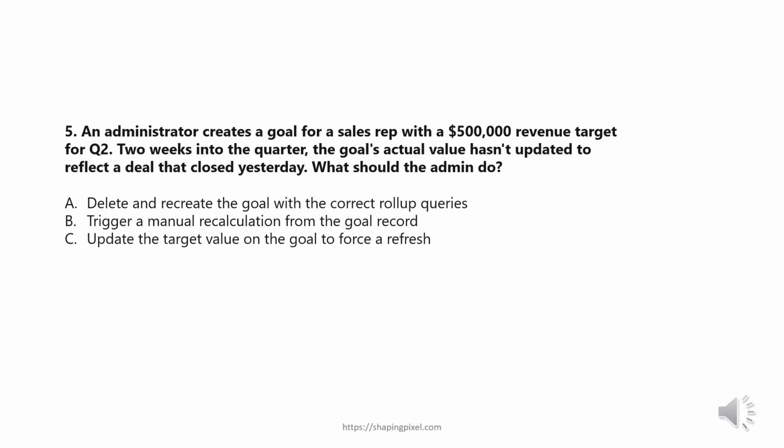An administrator creates a goal for a sales rep with a $500,000 revenue target for Q2. Two weeks into the quarter, the goal's actual value hasn't updated to reflect a deal that closed yesterday. What should the admin do? A, delete and recreate the goal with the correct roll-up queries. B, trigger a manual recalculation from the goal record. C, update the target value on the goal to force a refresh. Correct answer is option B.